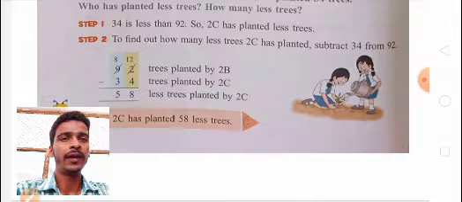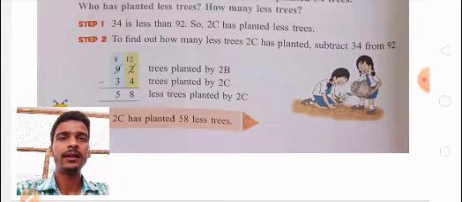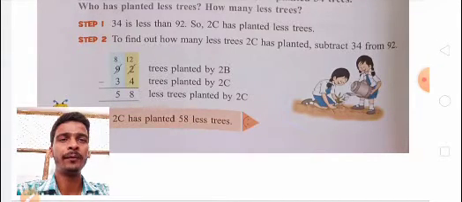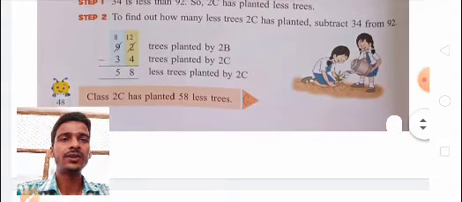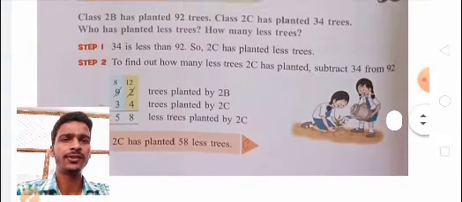There will be 8, and 9 has given 1 as a borrow, so 9 will be 8. Now we can subtract 3 from it, there will be 5. So 58 fewer trees were planted by class 2C. So class 2C has planted 58 fewer trees.